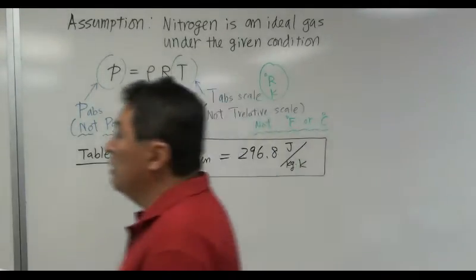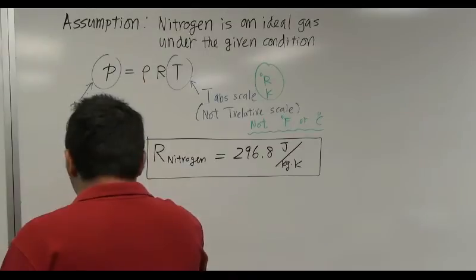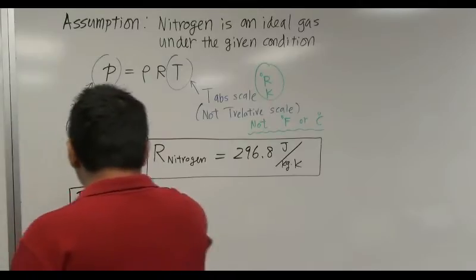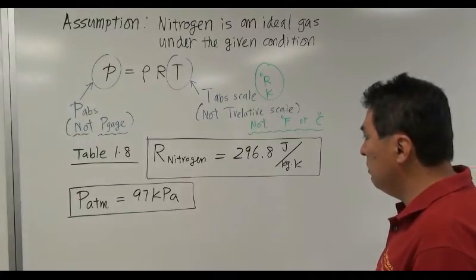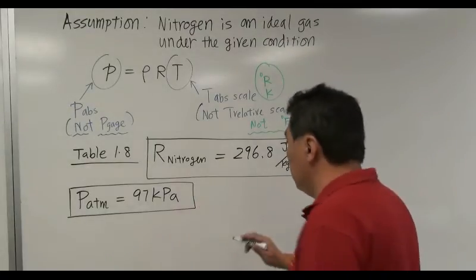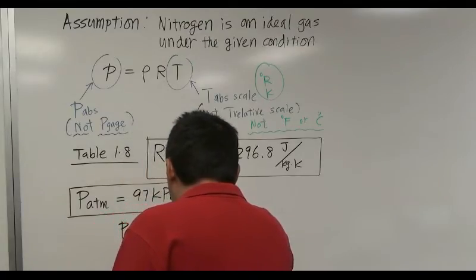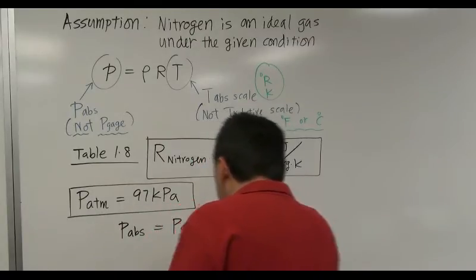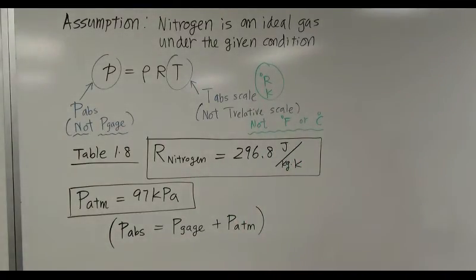Also, another thing, this problem gives atmospheric pressure, p-ATM, in this particular case 97 kilopascal. Why do we need this kind of information? Well, we have to convert gauge pressure to absolute pressure through atmospheric pressure. P absolute is whatever the gauge pressure you measure plus p-ATM. Okay, we need this information. So let's just take a look at it.